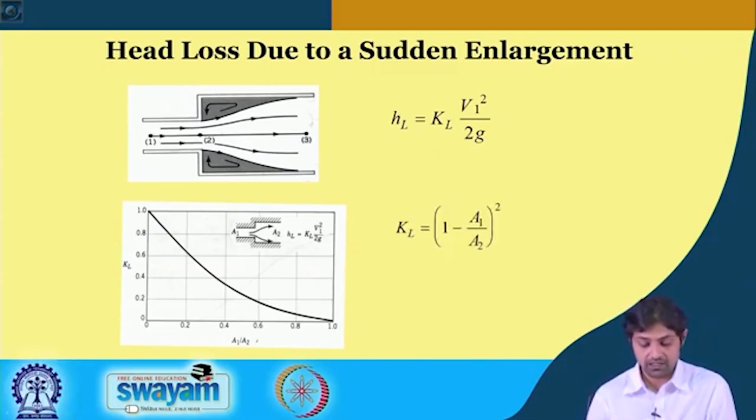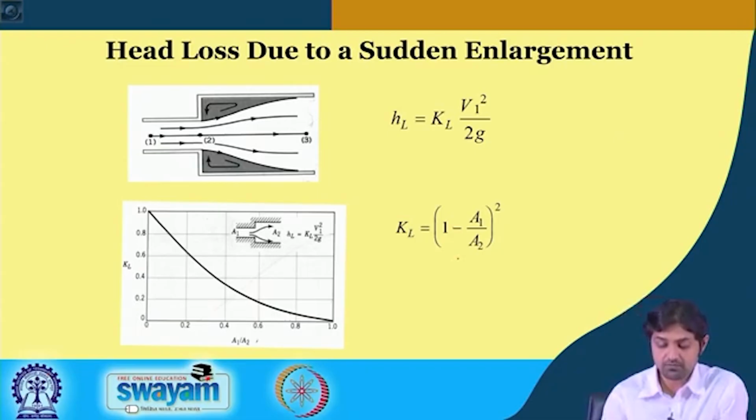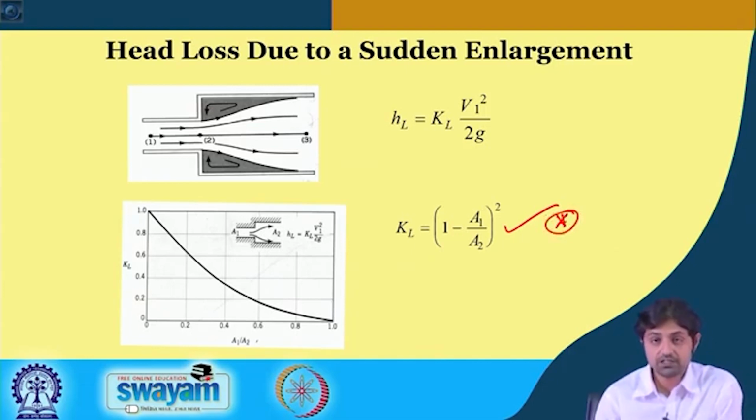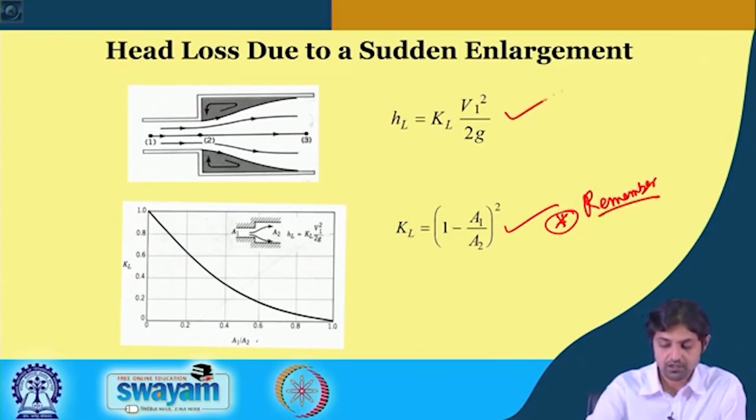KL will have a general formula as 1 minus A1 by A2 whole square. You can also use this equation for KL. You put A1 by A2 equal to 0, that means KL will be 1, so the whole energy is going to be lost. I think it is better to remember that in case of sudden enlargement, KL is equal to 1 minus A1 by A2 whole square. Remember this one, it is easier.